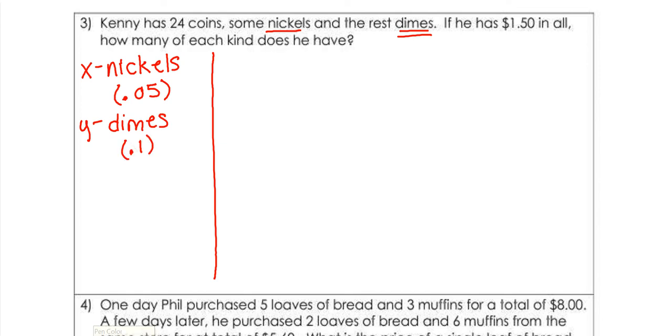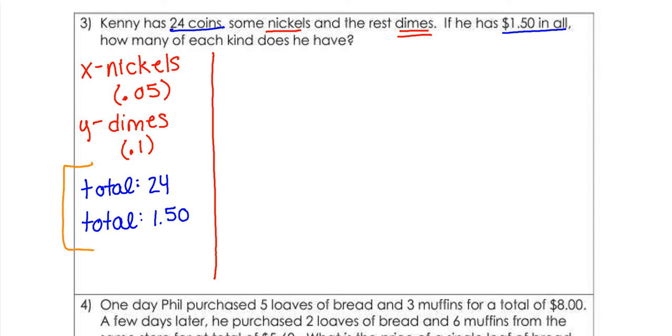Now let's look and see if we have any totals. I know I'm going to at least have one, hopefully. The first total I see is that he has 24 coins. Then I also see that he totals $1.50. So I have two totals. That right there indicates that I have elimination because X and Y are going to be on the same side, equal to our numbers. So I'm going to start with that 24.